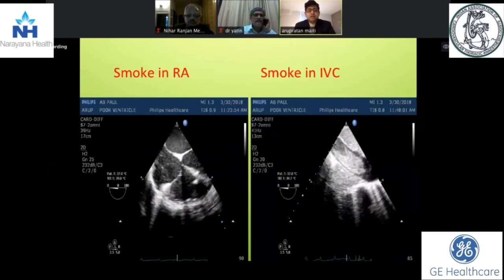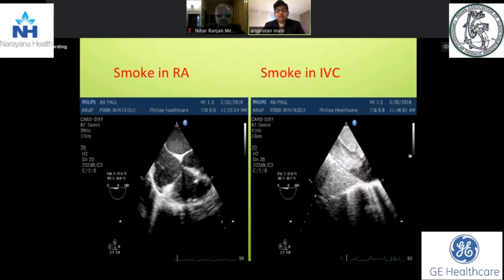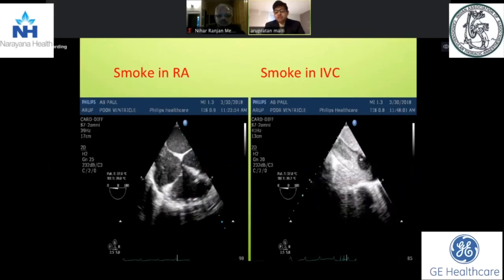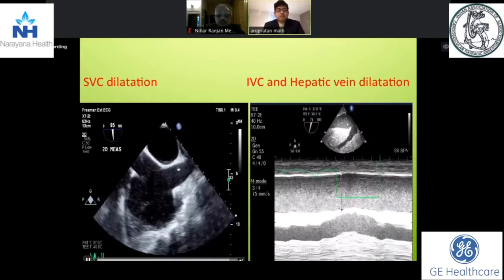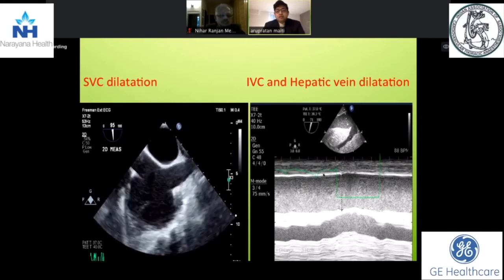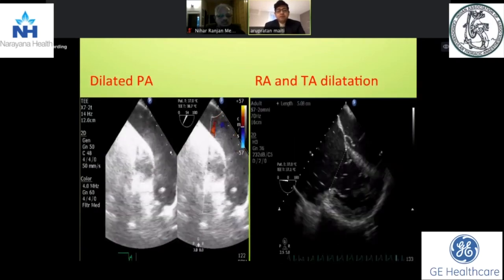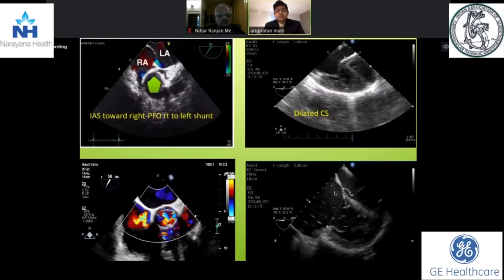In case of very severe RV dysfunction, you can expect some smoke in the RA, which can rarely be seen, and you can also see stagnation and smoke in the IVC. With severe dysfunction, you can expect some SVC dilatation and not much movement of the SVC, and obviously the IVC and hepatic veins all get engorged in a severely dysfunctional RV. The pulmonary artery can get dilated, and so can the right atrium and tricuspid annulus in some cases.